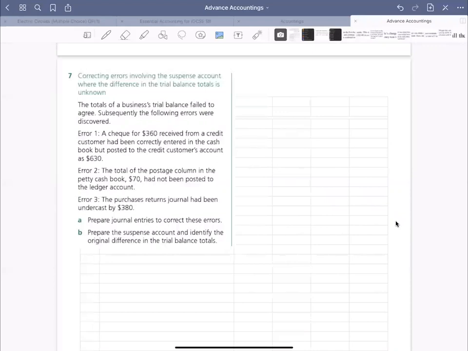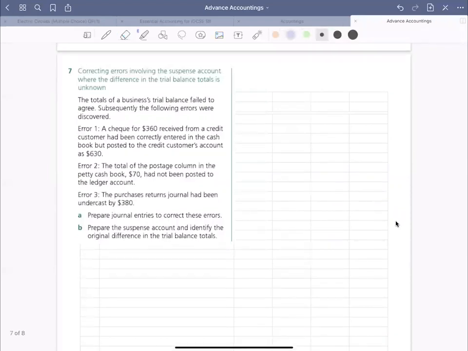So error number 1, a check for 360 from a credit customer has been correctly entered in the cash book but posted as 630. So there's one side that is wrong. It's been correctly entered in the cash book, but the credit customer's account is wrong. Normally when you receive a trade receivable amount, you're supposed to debit your cash book and credit your customer's account. So you have accidentally over credited by 270.